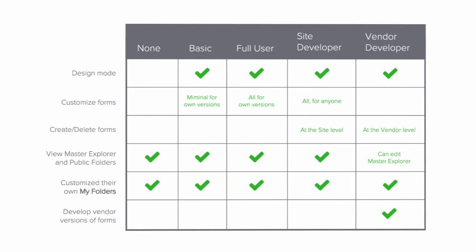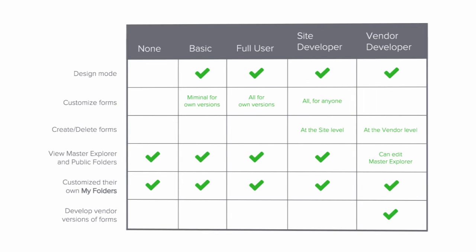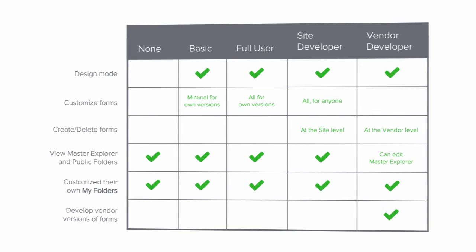In most respects, the vendor developer is the same as a site developer, but with a few key exceptions. Forms and IDOs created by vendor developers are classified as vendor default versions. This allows them to be bundled and distributed to others, along with the Mongoose core forms and IDOs. Vendor developers can access and modify only vendor default versions of forms and IDOs. They cannot view or modify versions customized at the site, group, or user levels.